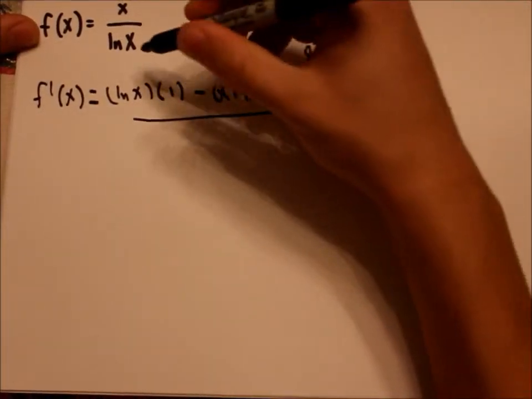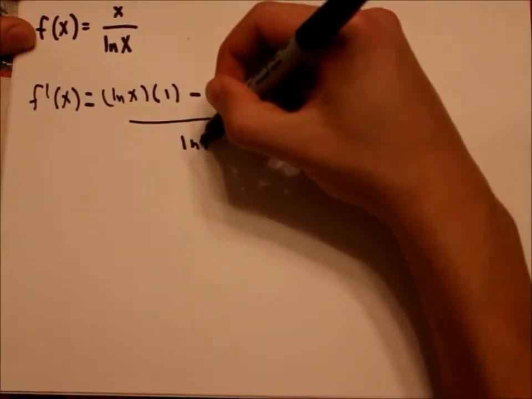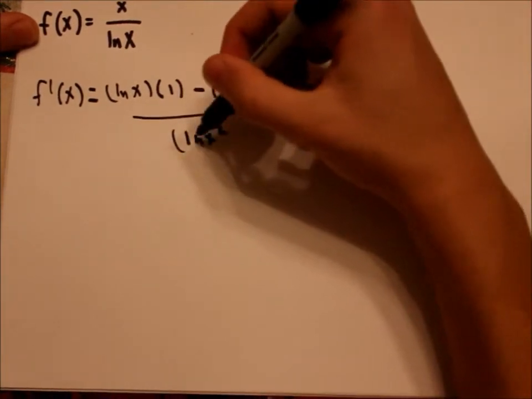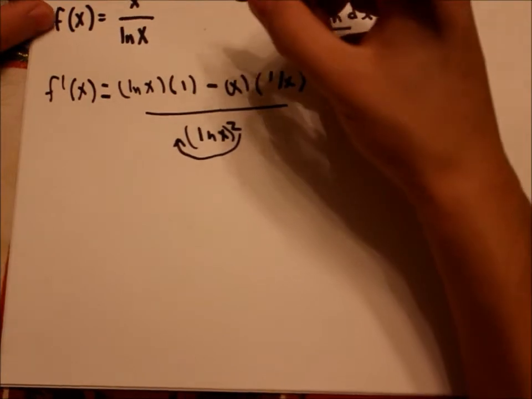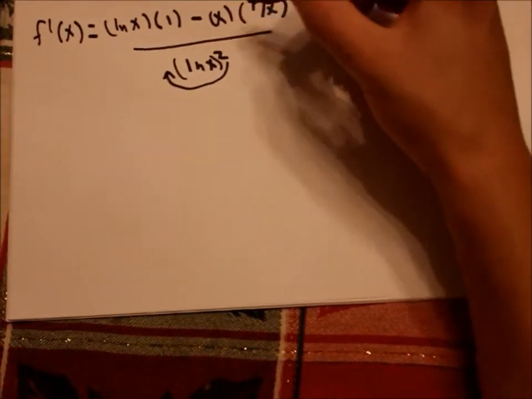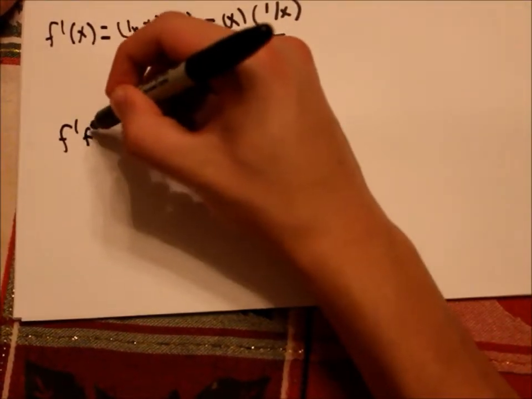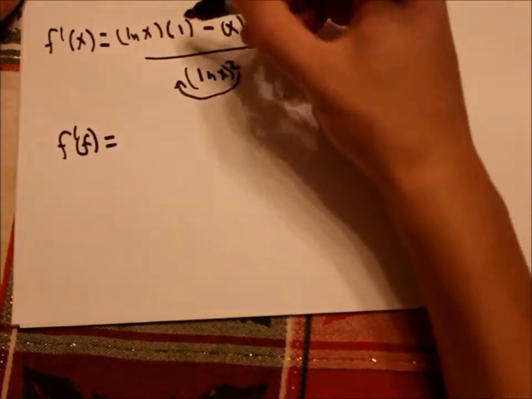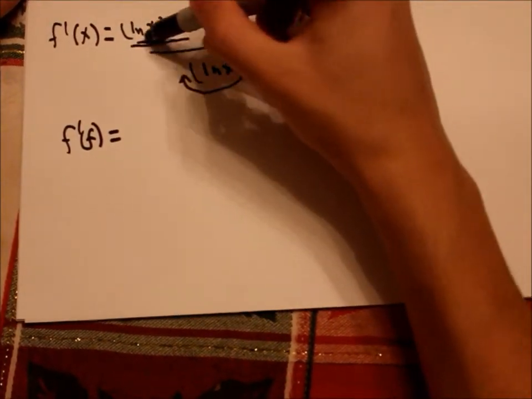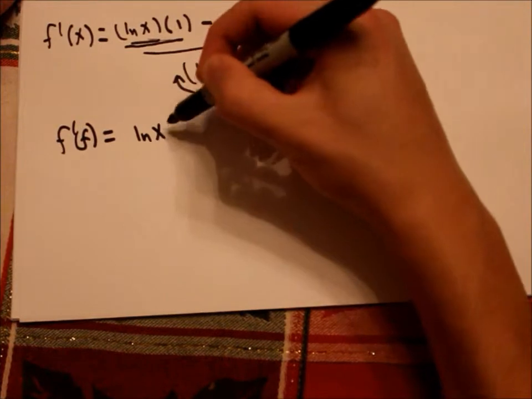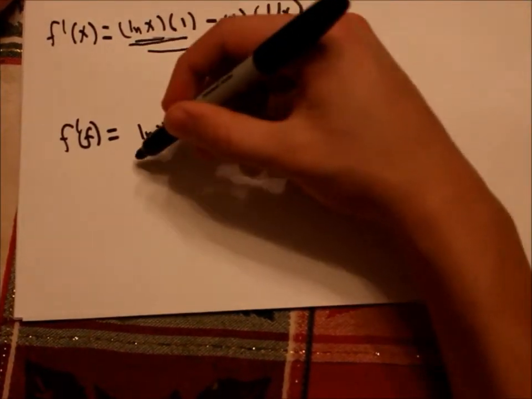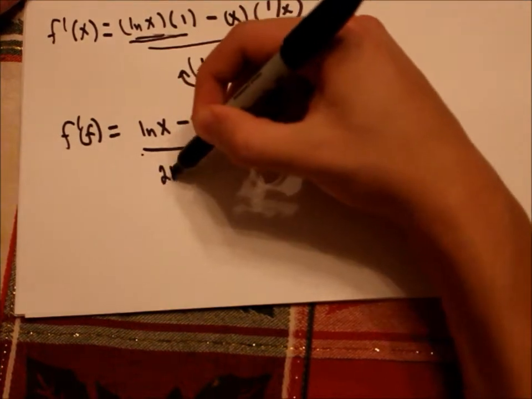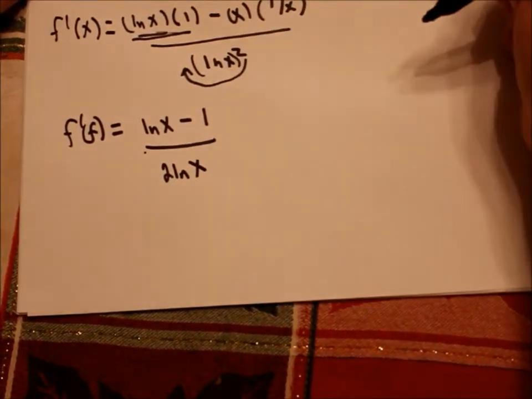And then we have ln of x squared. And this is a logarithmic function, so we can bring this here. And so our final thing will look like, since this just equals ln of x minus, and then x times 1 over x is 1 over 2 ln of x. That's it.